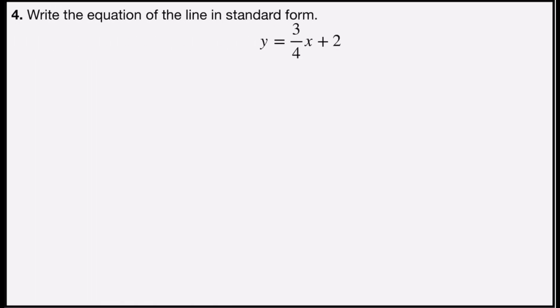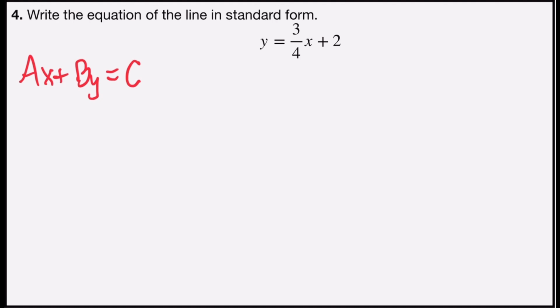Problem number 4 says write the equation of the line in standard form, and it says y equals 3/4 x plus 2, and as we've seen, this is in slope-intercept form. But I want standard form of a line, which is ax plus by equals c. No fractions, no decimals, meaning a, b, and c are integers, and a is positive.